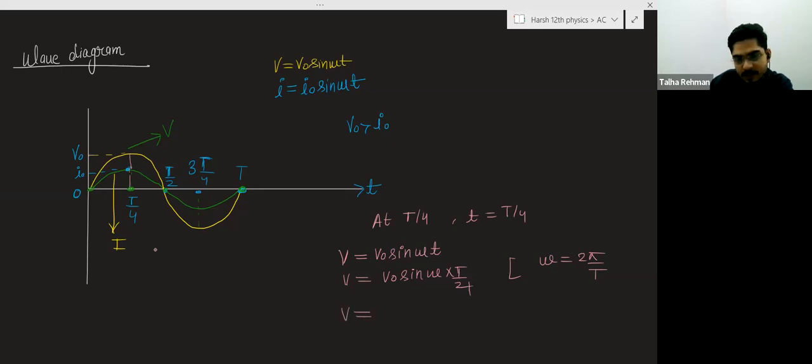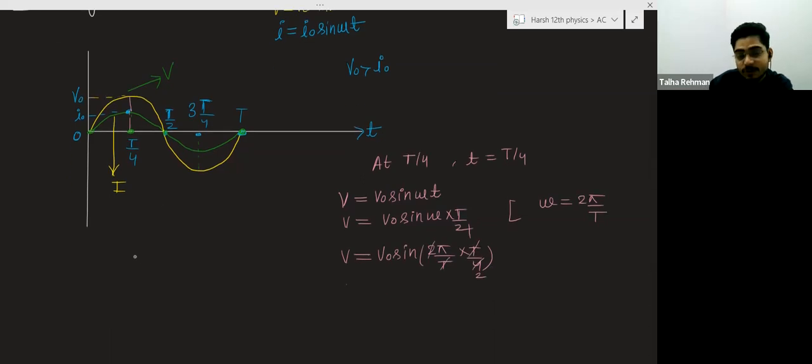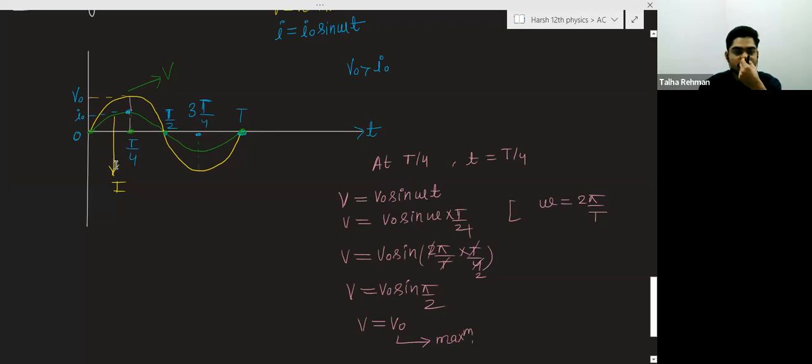So we can write this as V naught sin of 2 pi by T times T by 4. The T and T cancel out, and 2 and 4 reduce, so we get pi by 2. And what is sin pi by 2? It is 1. So what value do we get? V naught. What is V naught? The maximum value. From the graph also you can see that this is the maximum value, that is V naught at T by 4. The same way, you will get the maximum value of the current at T by 4.